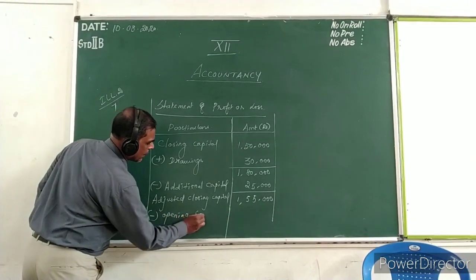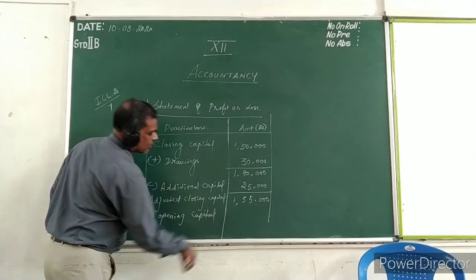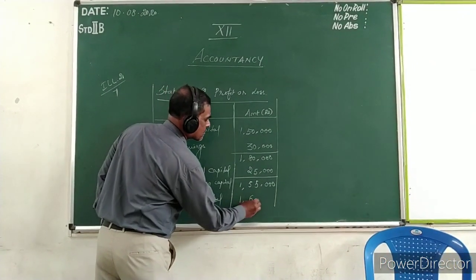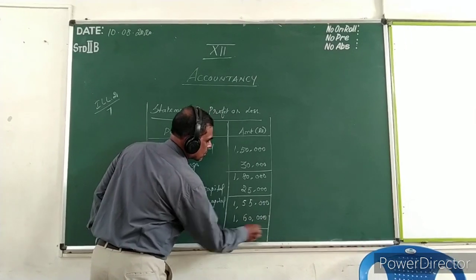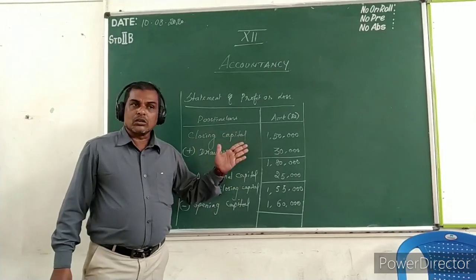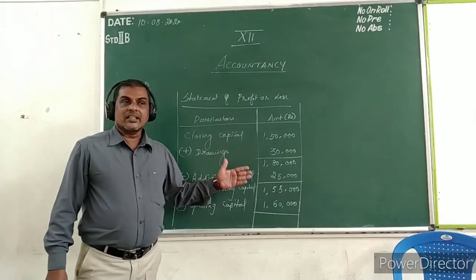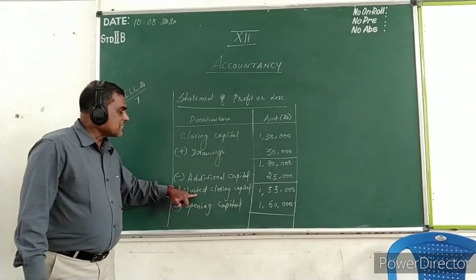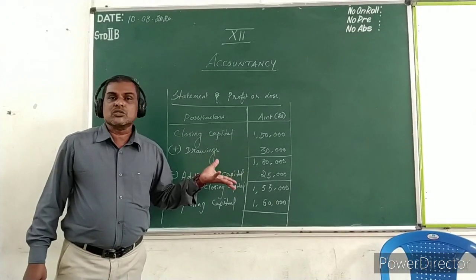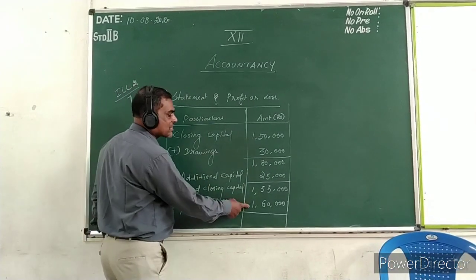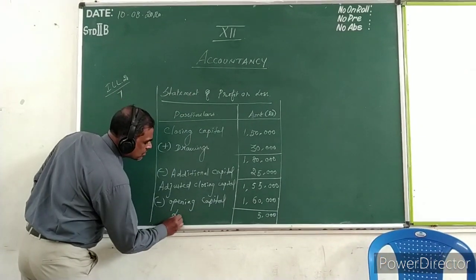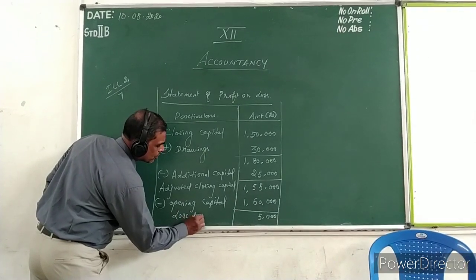Opening capital. What is the opening capital value? Capital as of 1/4 is 1,60,000. Here, see, in the previous sum, adjusted closing capital was more and opening capital was less. That's why we got profit. Here the adjusted closing capital is less and opening capital is more. Definitely our result will be minus, so definitely we will get the loss. So 1,60,000 minus 1,55,000 we get 5,000 rupees. This 5,000 rupees is called loss during the year.